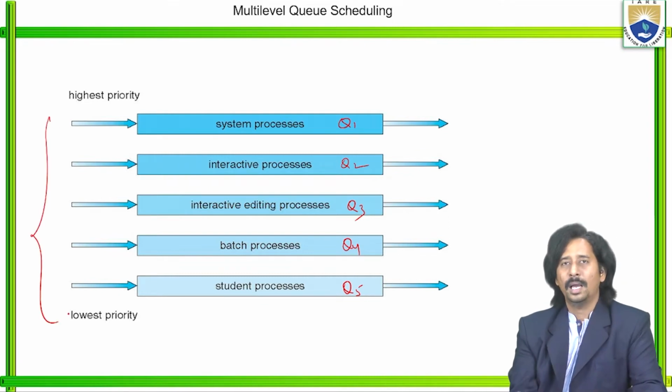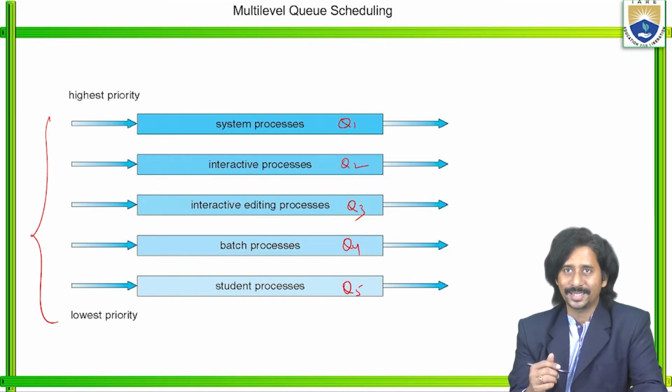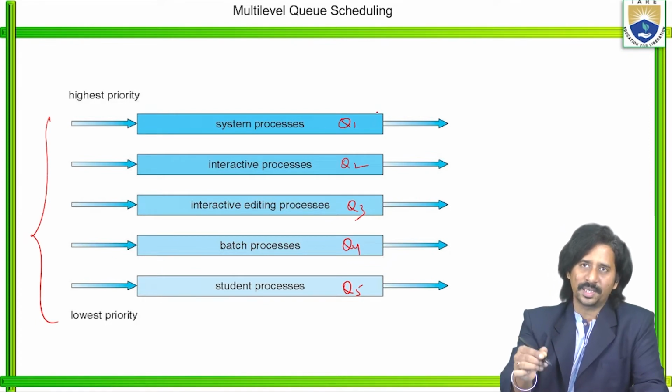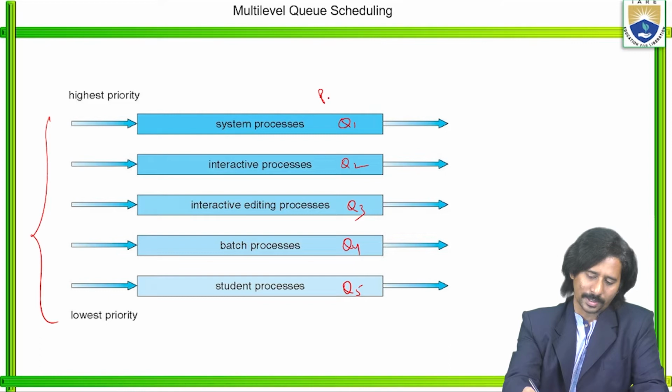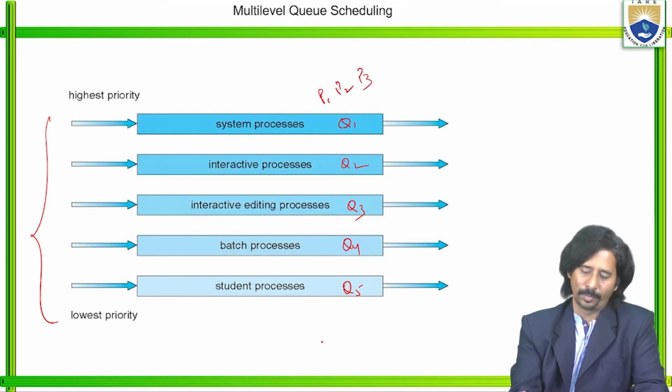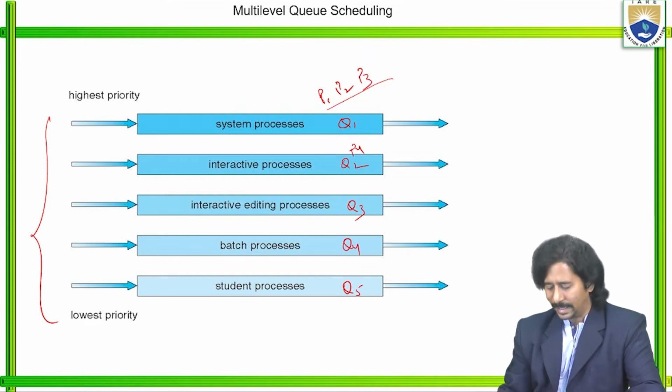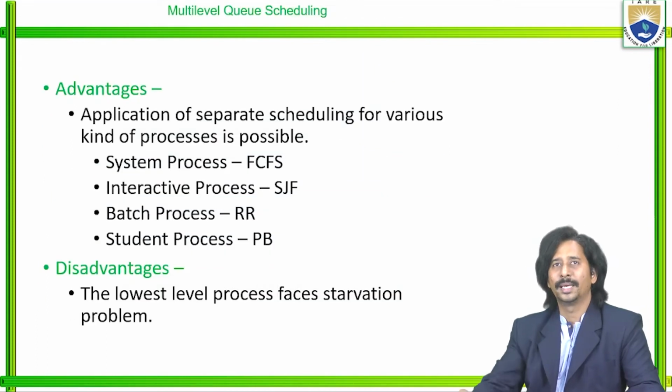priority. The processor always gives some importance or priority to the Q1 processes. In the sense, first of all, whatever processes come under Q1 are executed. Let us take P1, P2, P3. So P1, P2, P3 from Q1 are executed, and only then does it come to P4 from Q2. So that is the multi-level queue scheduling algorithm.